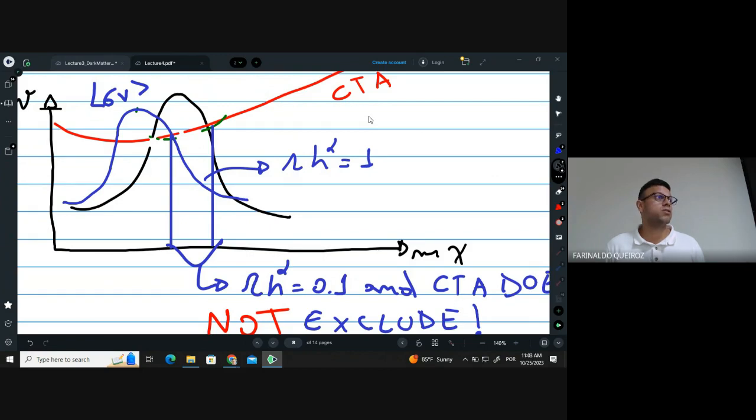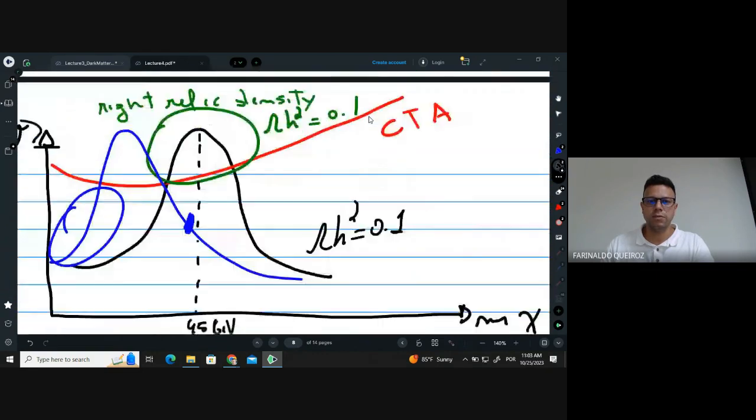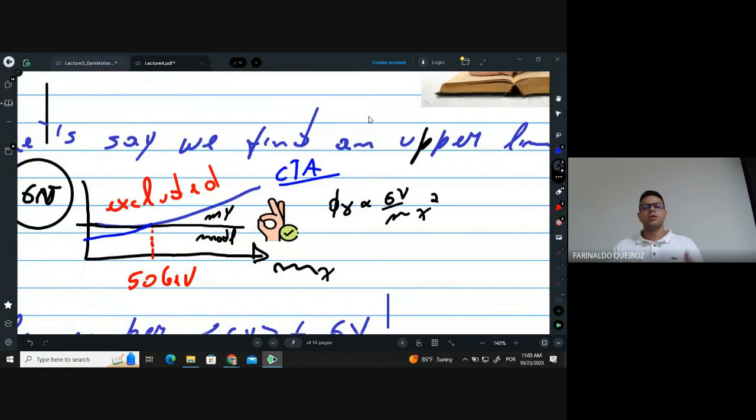Those do not give you the correct relic density. Or you can just say, we exclude sigma V below this mass. That's it. You don't need to include the word thermal in it. If you see a limit, like this one I showed you in the beginning, let's say this one here, you can say, using CTA data, we excluded sigma V below 50 GeV. That's fully correct. What you're saying is nothing wrong.